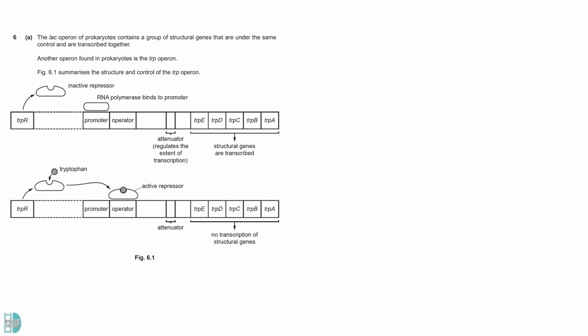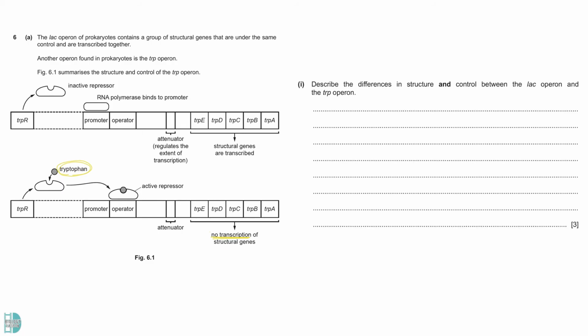Question 6 shows the tryptophan operon, another operon found in prokaryotes, beside the lac operon. The diagram shows that transcription of the structural genes does not occur when tryptophan is present. 1. Describe the differences in structure and control between the lac operon and the tryptophan operon.